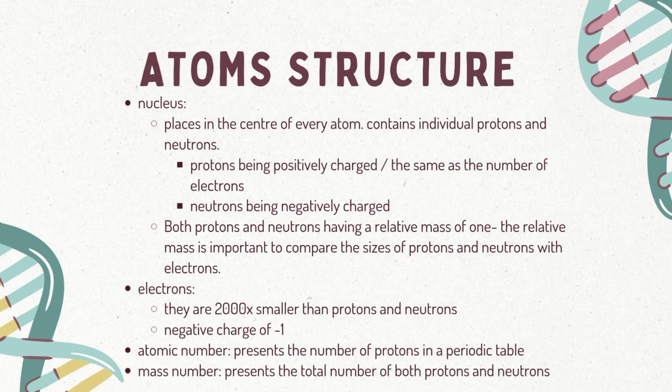Electrons are 2,000 times smaller than protons and neutrons. That's why it's important to know the relative mass of neutrons and protons, which is 1. Electrons are also negatively charged. Atomic number represents the number of protons in the periodic table, and also the number of electrons in an atom. Mass number represents the total number of both protons and neutrons.